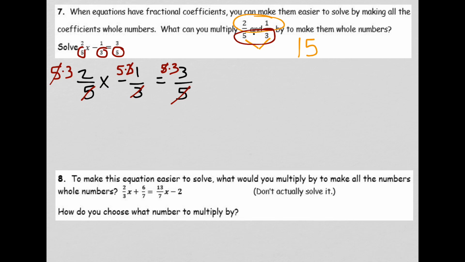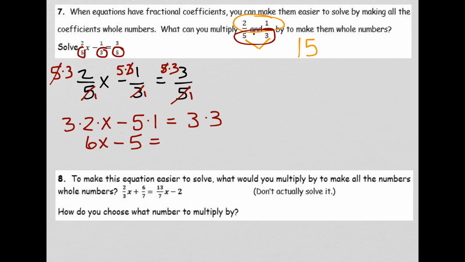So what we actually have left now is 3 times 2 times x minus 5 times 1 equals 3 times 3. All those denominators became 1. They're not there anymore. We have turned all those fractions into whole numbers. Yay! Now, this still might look kind of complicated, but if I simplify it a bit more, 3 times 2 is 6. 6x minus 5 equals 9. Can you solve that? Yeah! That's no problem at all.